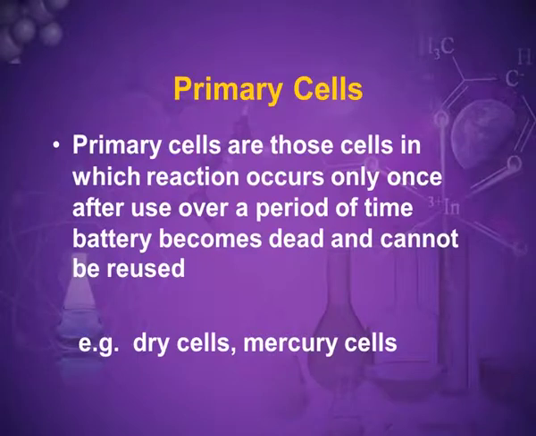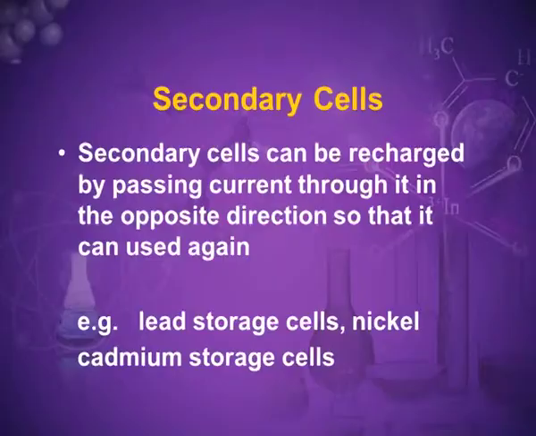Primary cells or the primary batteries are those batteries which once used up, they are wasted and we have to throw them away. They cannot be recharged. But the secondary batteries are rechargeable. Just by applying the electric current, external electric current, they can be recharged and we can use them again and again.